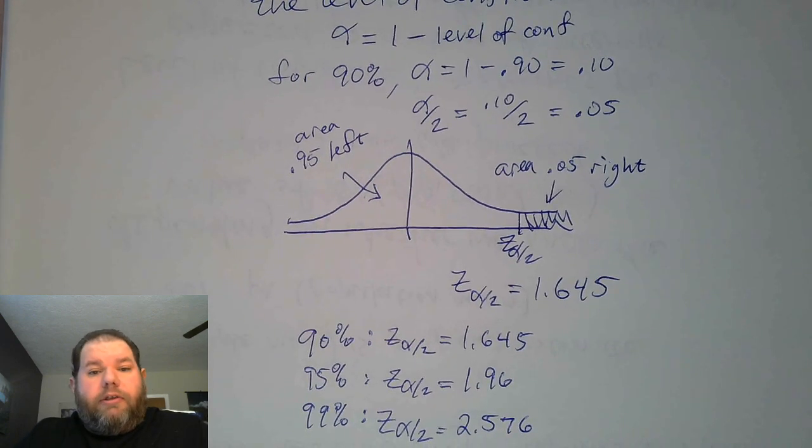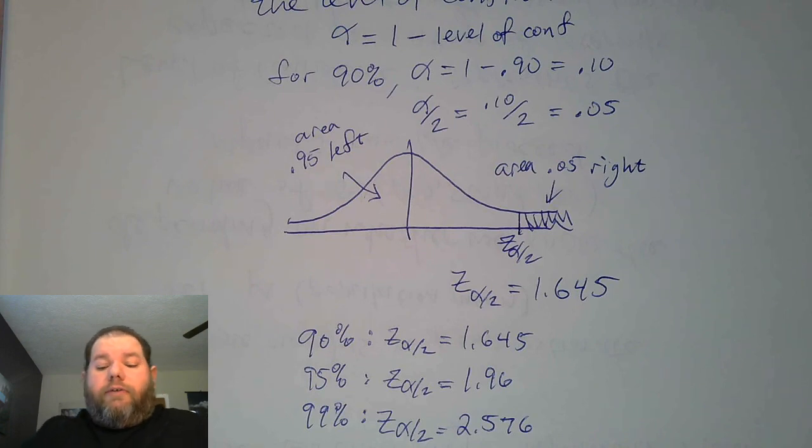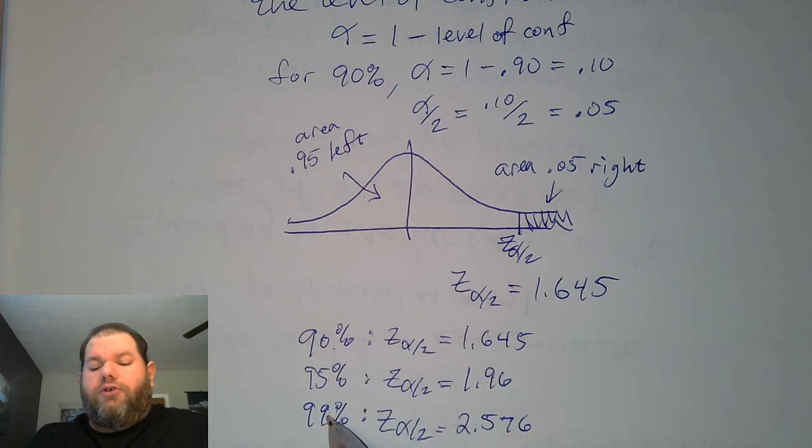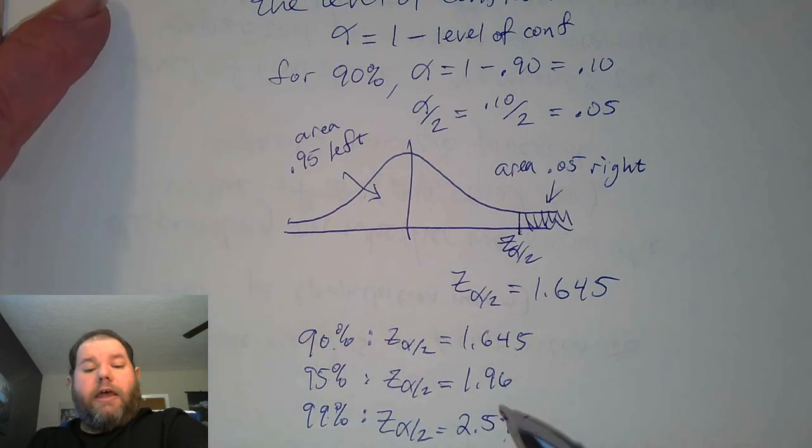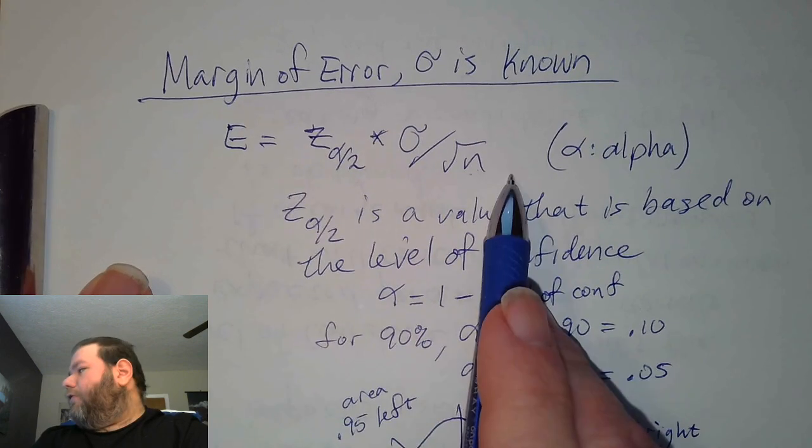And if you look at the formula sheet I had previously uploaded for chapter 7, 8, and 9, those numbers are there. Those are already on the formula sheet, so you'll have that information provided. So depending on which level of confidence we're provided in the question, we look up the corresponding value for z alpha over 2, and then use that to plug into this formula.